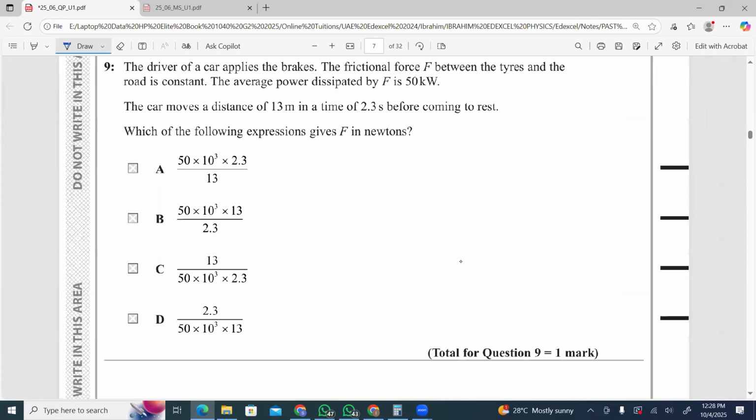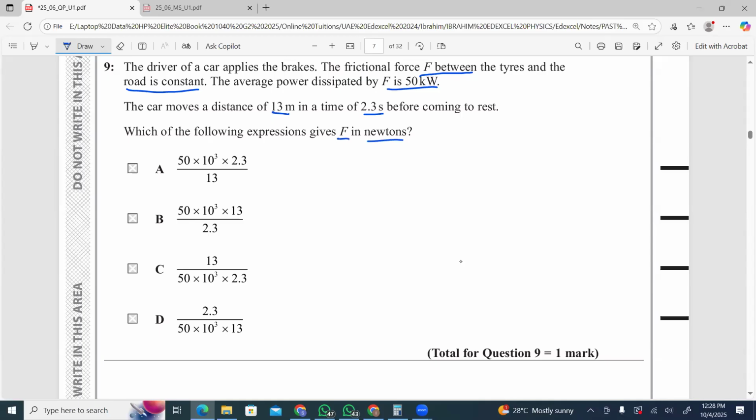Okay. The driver of a car applies the brakes. The frictional force F between the tires and the road is constant. So this force is constant. Remember. The average power dissipated is 50 kilowatt. So when you apply the brake, you see there is heat generated and everything. So it means that the power has been wasted or dissipated or lost. The car moves a distance of 13 meters in this much time. Which of the following expressions gives F in newtons?